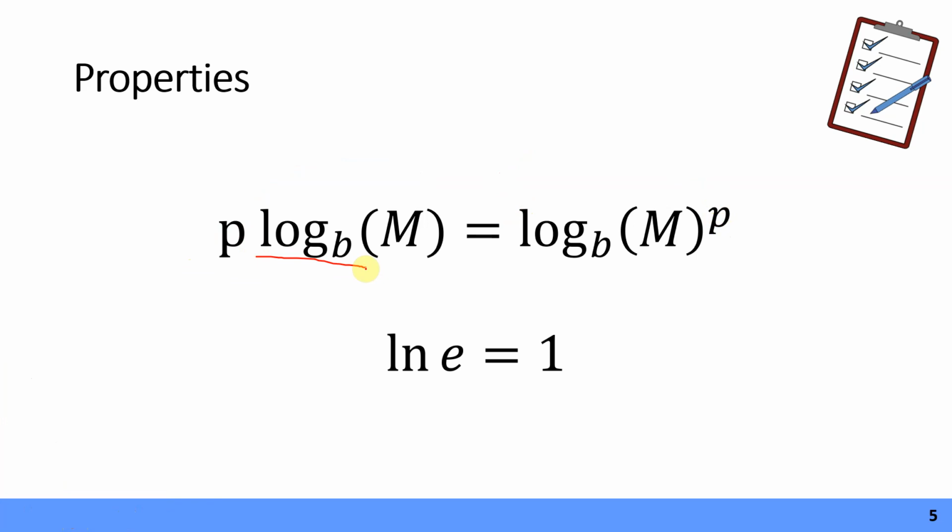This only works when you have a logarithm, so don't start moving exponents to the front just for fun. Only if you have a log are you allowed to move whatever's in the front to the back or whatever's in the back to the front.